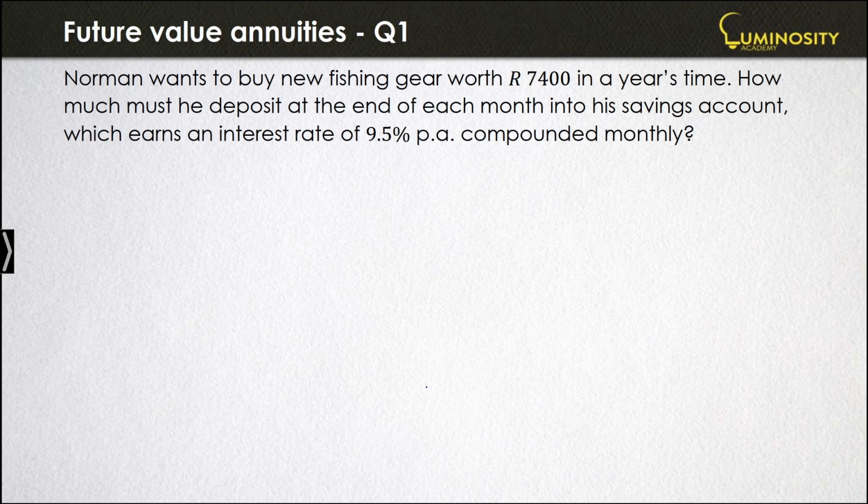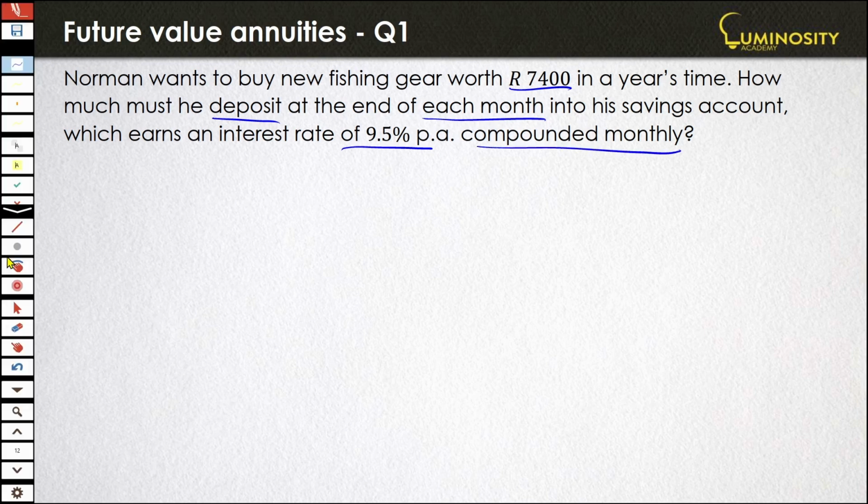Norman wants to buy new fishing gear worth 7,400 Rand in a year's time. How much must he deposit at the end of each month into his savings account, which earns an interest rate of 9.5% per annum, compounded monthly?